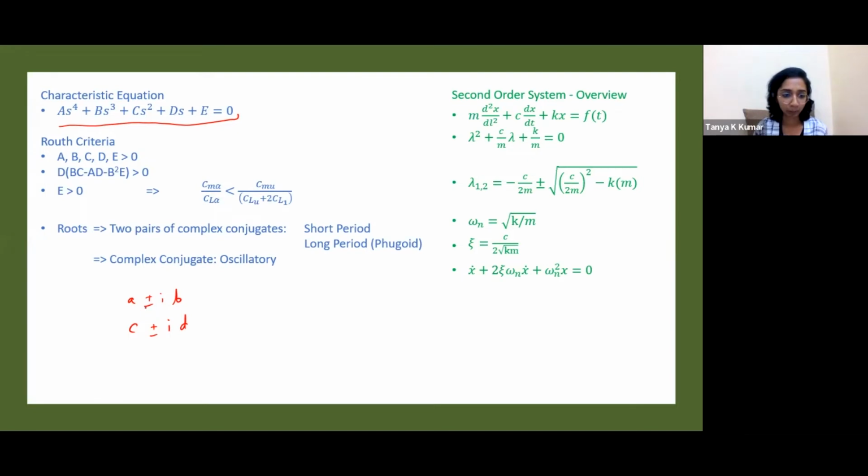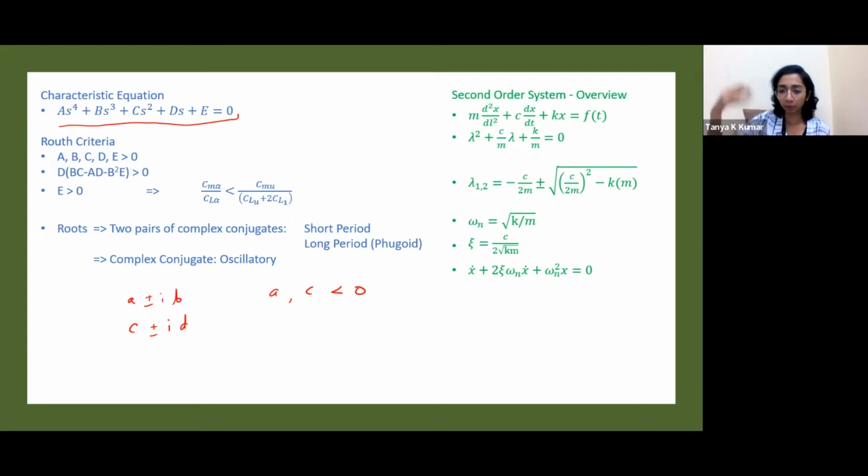Okay, let me just help you with that. If the real parts of these roots, that is A and C, are negative, then only it will go to equilibrium. If they are positive, it will go away from equilibrium. So for it to be stable, it should be less than 0. If it's equal to 0, it will be neutrally stable.